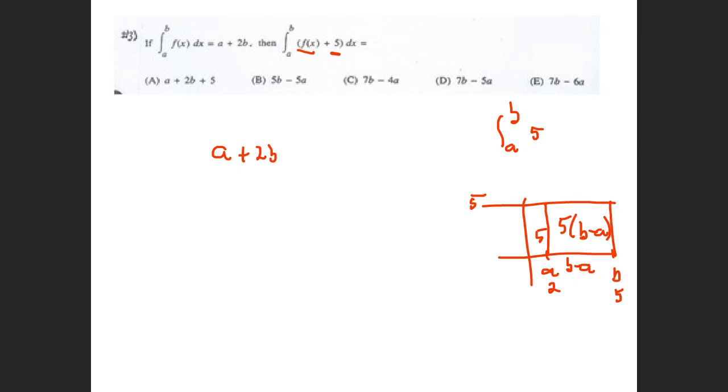So that's what I did here. And then I just did plus 5 times b minus a and multiplied through by 5. So that gives me 5b minus 5a. I have a plus 2b over here. So my answer would be what? Negative 4a plus 7b.